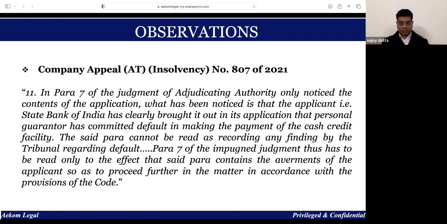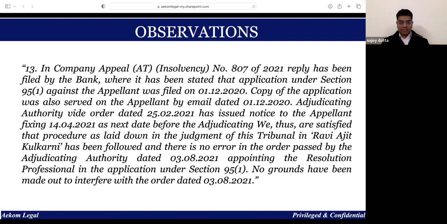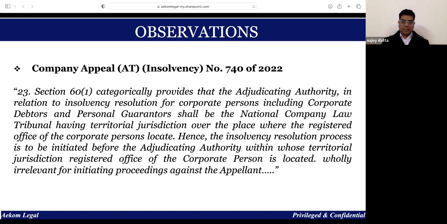And hence the first issue was decided against the appellant, and it was said that the principle of Ravi Ajit Kulkarni has been followed. There is no error in the order appointing the resolution professional, and no grounds have been made to interfere with the said order. First issue was decided against the appellant. Now coming to the second issue, the second and third issue are really connected. All remaining three issues are connected.